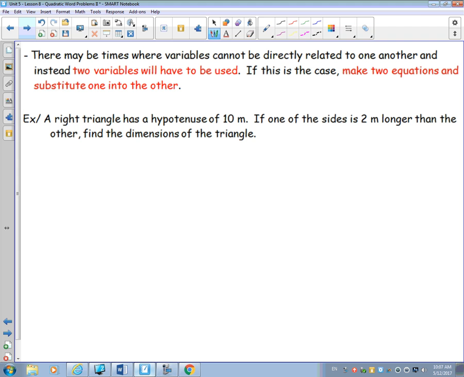So if we look at this last example, a right triangle has a hypotenuse of 10. So let's think about that. A right triangle, right hypotenuse. If one of the sides is 2 meters longer than the other, find the dimensions of the triangle. So it'd be really easy to think about this as being x and y. That would be easy to think of it that way because two different sides. And it tells us that one of the sides is 2 meters longer than the other.